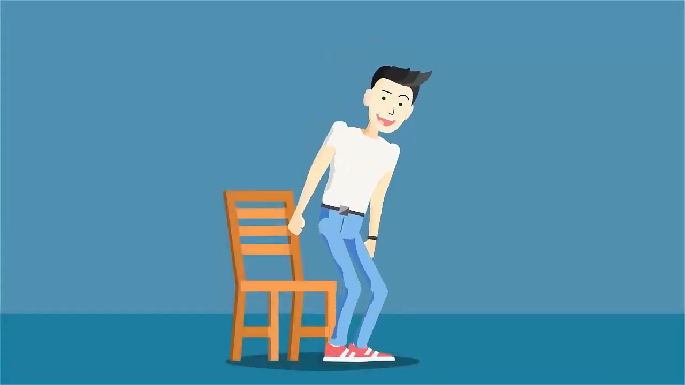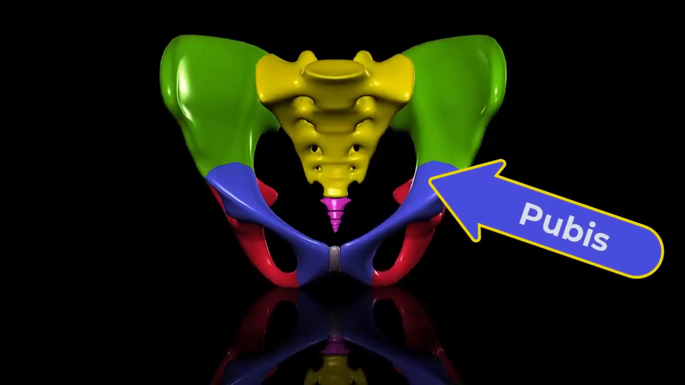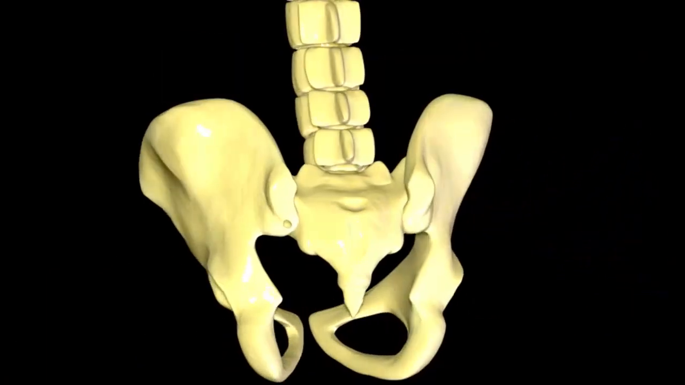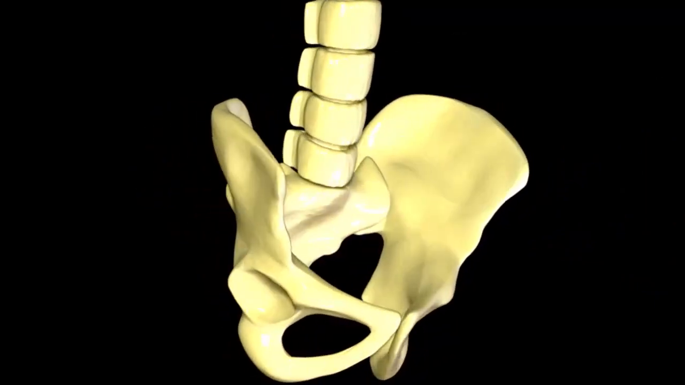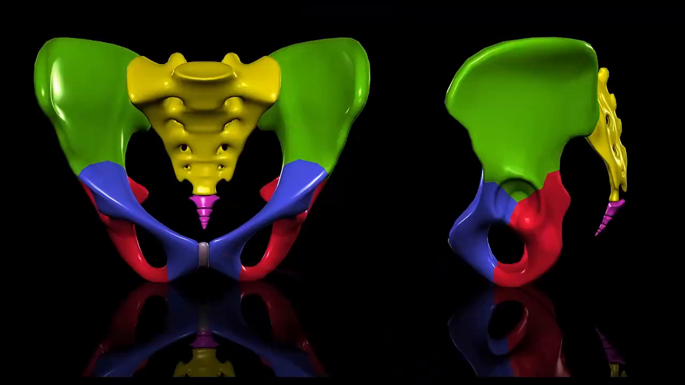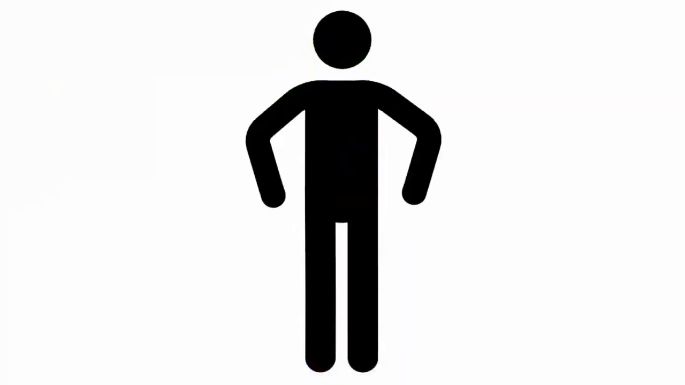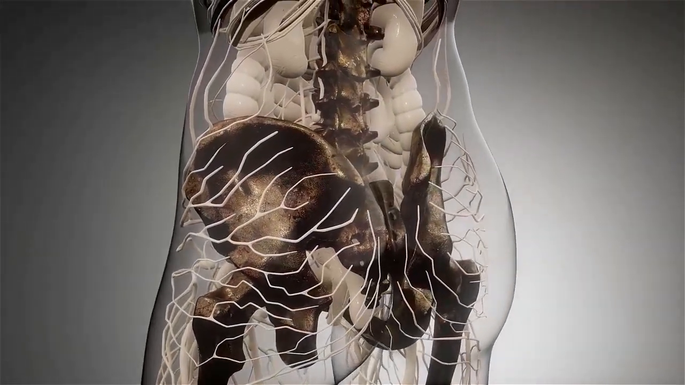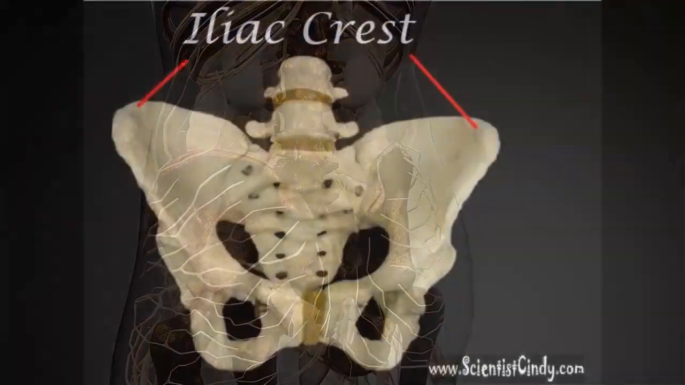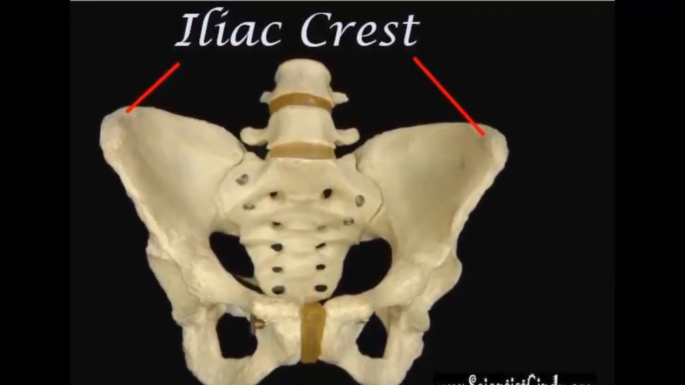This supports the weight of the body when sitting. The pubis forms the anterior portion of the hip bone. The pubis curves medially, where it joins to the pubis of the opposite hip bone at a specialized joint called the pubic symphysis. When you place your hands on your waist, you can feel the arching superior margin of the ilium along your waistline.